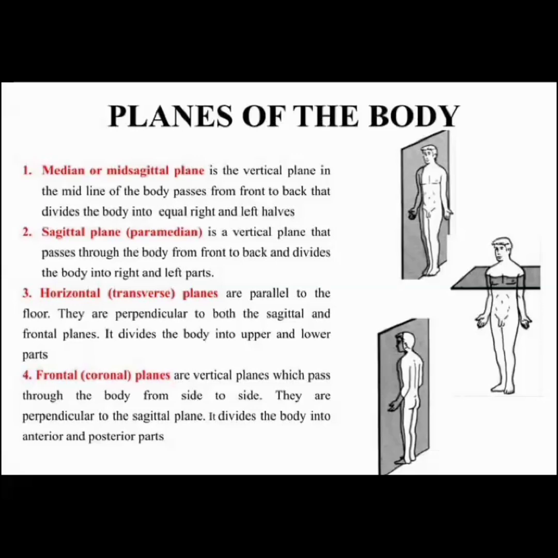Second, the sagittal plane. It is also known as the paramedian plane. It is a vertical plane that passes through the body from front to back and divides the body into right and left parts.